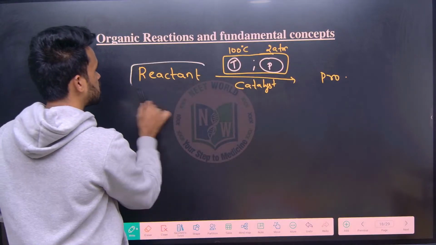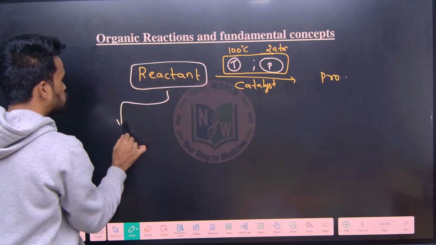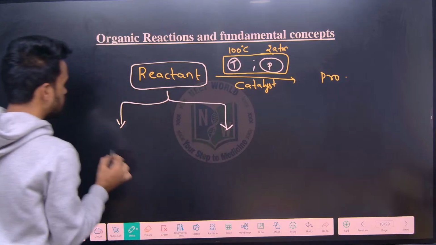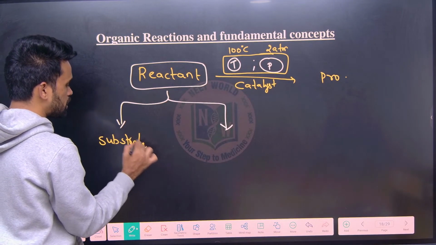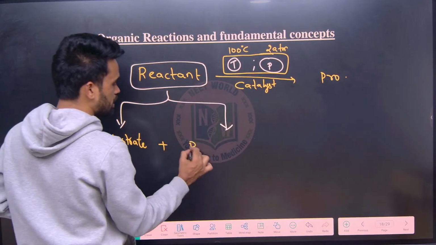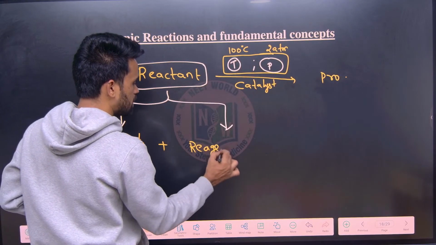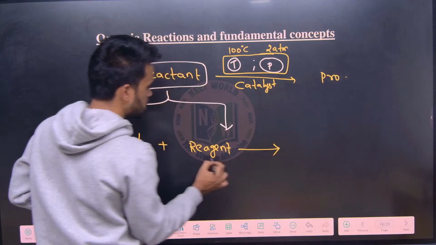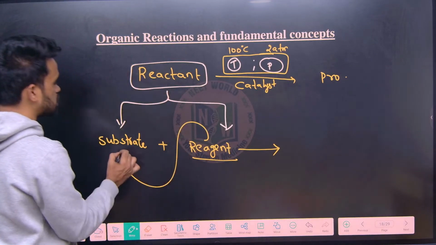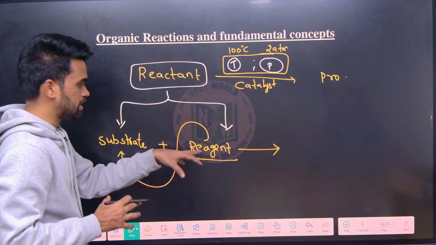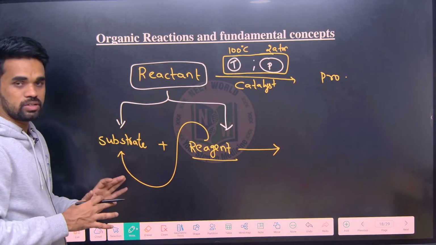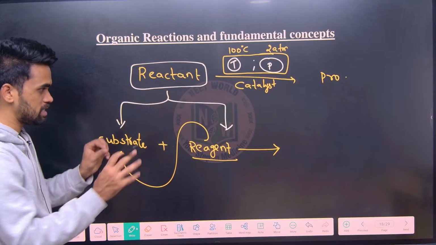Now this reactant has two parts. What are the two parts I am saying? One is called substrate, the other one is called attacking reagent. So this reagent will attack on the substrate. That is how the reaction starts here. Once again, this reagent will attack on the substrate. I will give you examples, no worries, just listen to me.